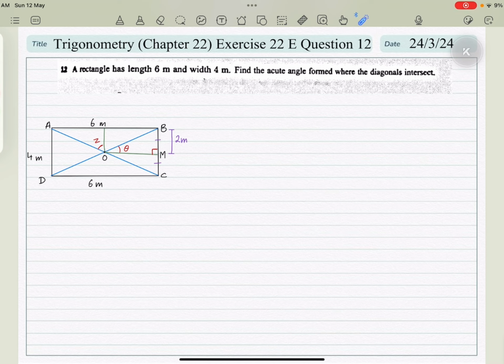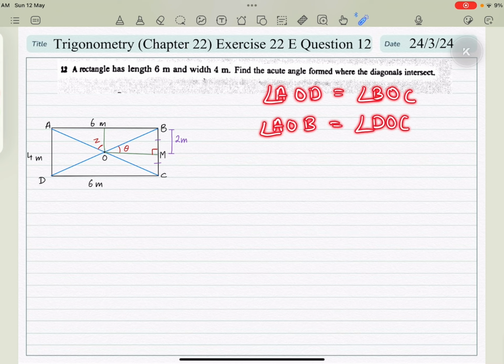Once you know that, you see that we have to find the acute angle. There are 4 angles that are forming: AOB, BOC, DOC, and AOD. In these 4, we have to find the acute one. If you look closely, we find that angle AOD is equal to angle BOC. Also, AOB is equal to DOC because of vertically opposite angles.